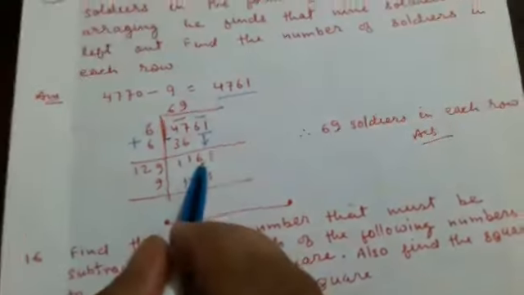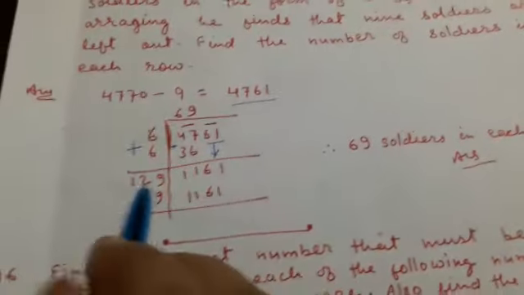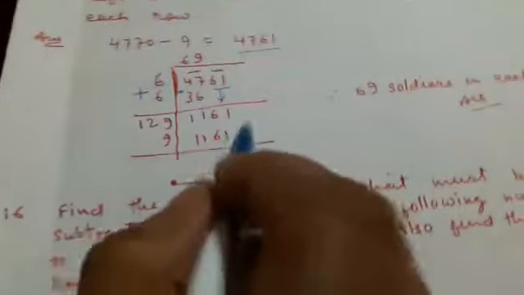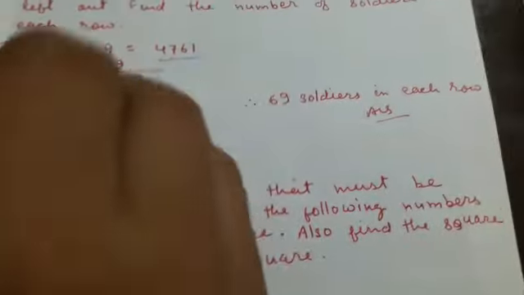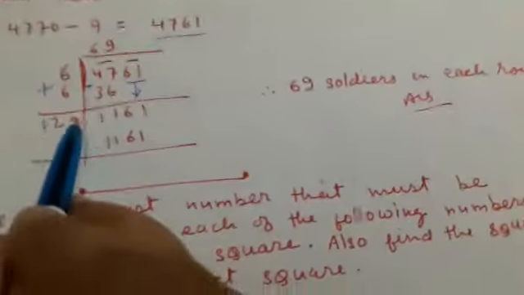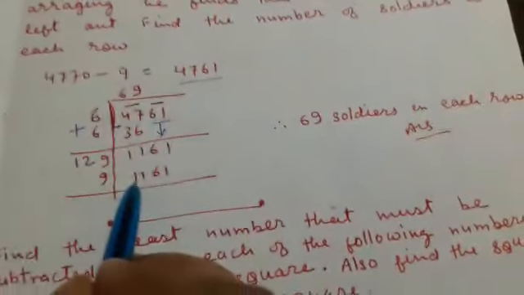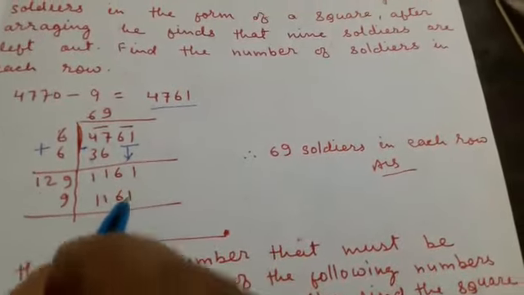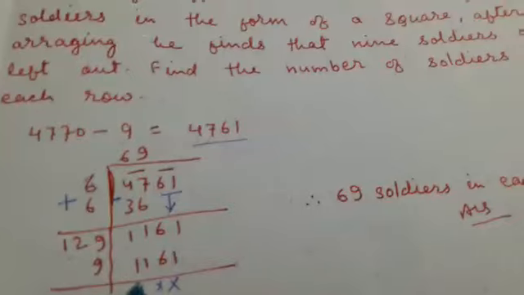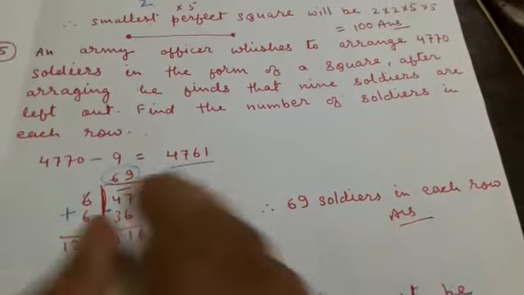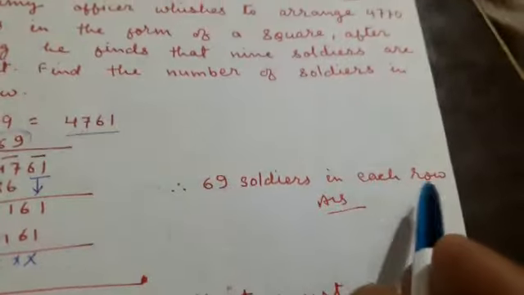Now by subtracting, we get here 7 minus 6 is 1, 4 minus 3 is 1. Now this 61 will come down, the 2-digit number will come down. Now it becomes 1161. By which number will we multiply so that we get the answer? By 9. So here we will write 6 and then 9. If you multiply this number by 9, we get 1161. The result is 0. So 69 is the required answer. 69 soldiers in each row. This will be our answer.